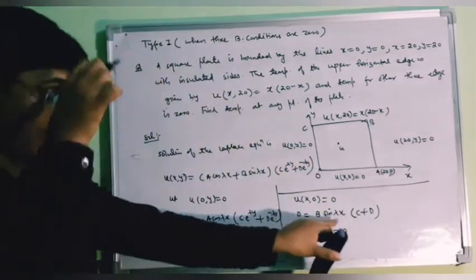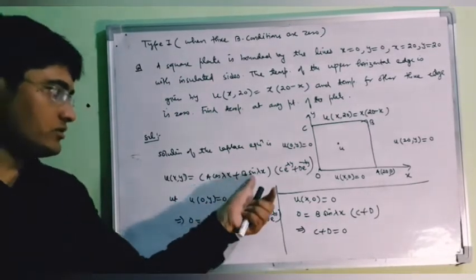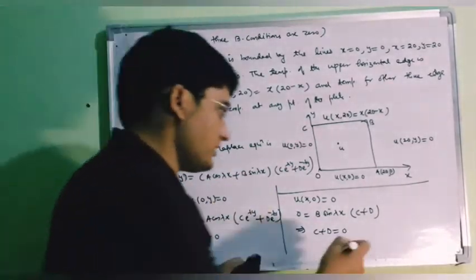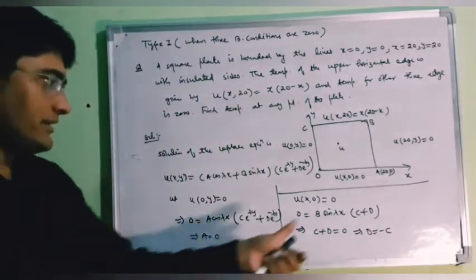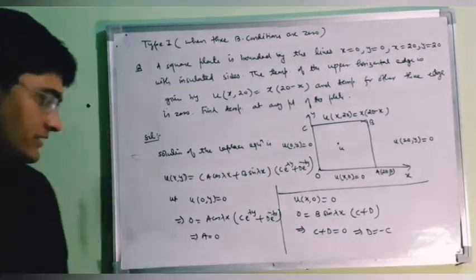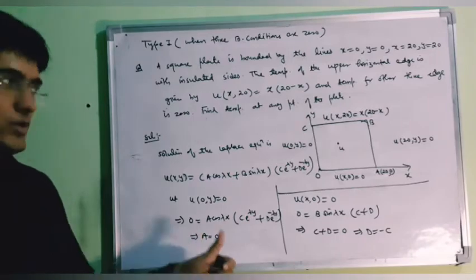Again sin λx cannot be 0, otherwise this solution will be 0. So from here we will have d = -c. So on applying the second boundary condition we have d = -c. On applying the first boundary condition we have a = 0.